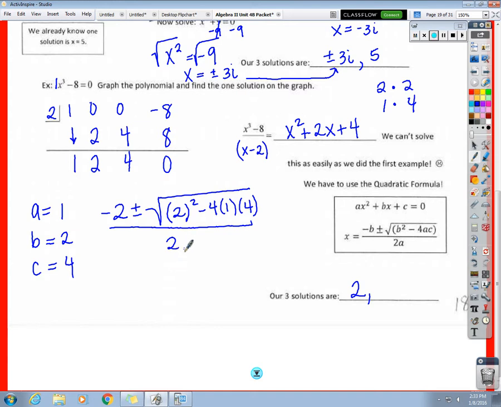Now, what's the next step to start simplifying this? Right, the discriminant, which is everything up under the square root. So type all that in. It was 2 squared minus 4 times 1 times 4. Because you gotta put the answer in. Okay, when you type that in, it simplifies to a negative 12.